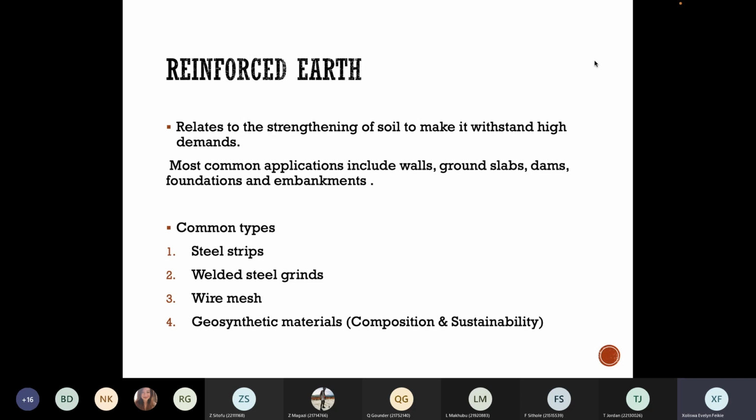So with reinforced earth, normally you'll think about reinforcement like that. But in this one, we talk about strengthening the soil, right? So that it withstands high demands or maybe the loading. So most common applications include walls, ground slabs, dams, foundations, and embankments. The common types of reinforcement that they use are steel strips, welded steel grids, wire mesh, or geosynthetic materials. And this is of great interest to us. Why?